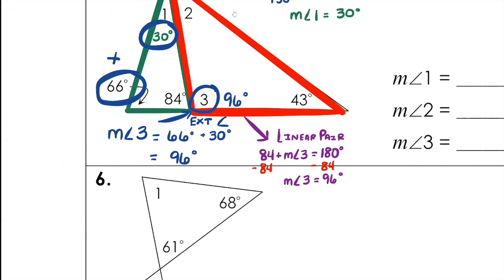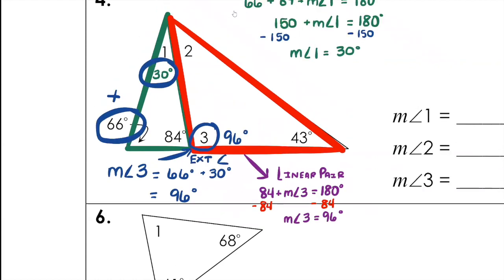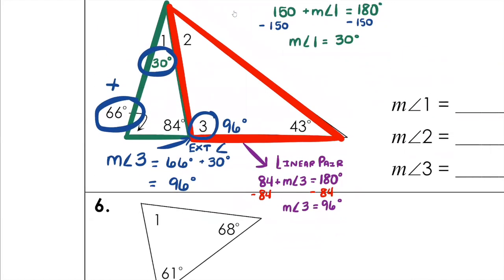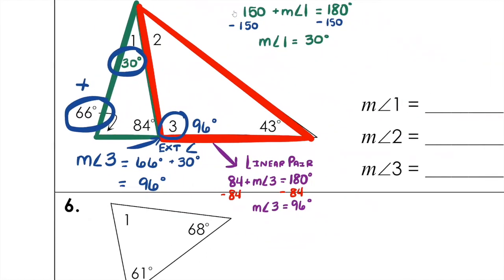Guys, the linear pair and the vertical angle theorem are going to be huge pieces of this unit. They're going to show up a lot. All right, and now all we got to do is find angle 2. How am I finding angle 2? 96 and 43. Yep, which theorem is that? Triangle sum theorem. And that tells me that the inside of my triangle adds up to be 180 degrees.